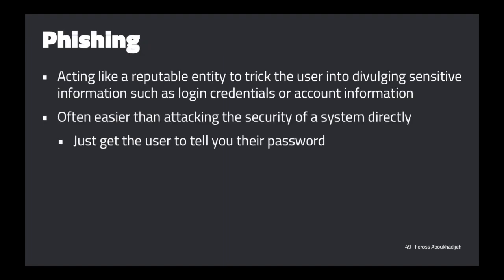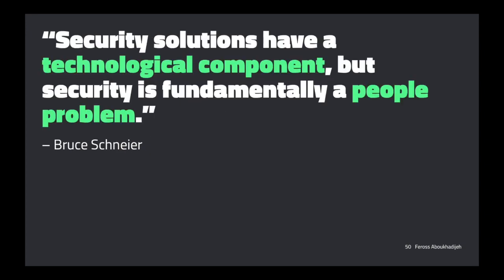Okay, so phishing. Phishing is just acting like a reputable entity to trick the user into divulging sensitive information like their username and password. The idea here is it's often easier to trick a user than to attack a system head-on and find a vulnerability. There's this quote from Bruce Schneier, a security expert, who says security solutions have a technological component, but security is fundamentally a people problem. And that's the core idea of phishing: let's attack the people, not the actual crypto or the implementation or the website itself.